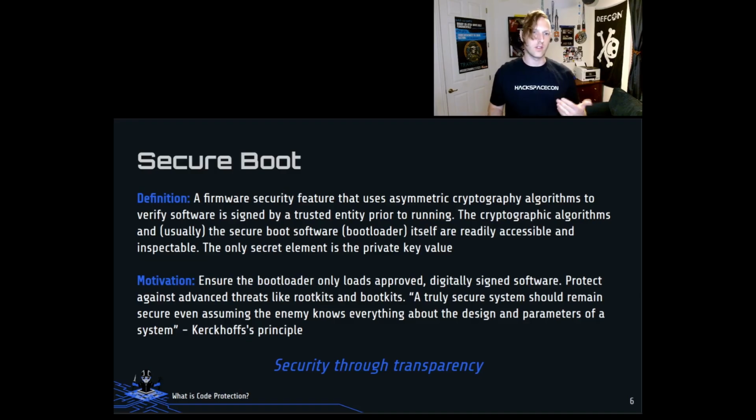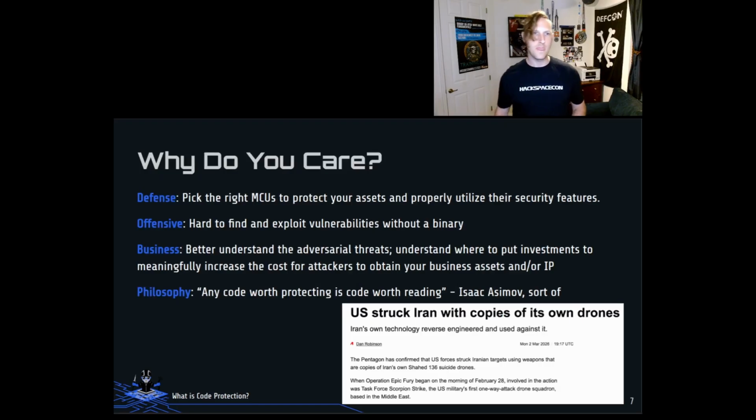And this fits into Kerckhoffs's principle that a truly secure system should remain secure even if everyone knows everything about it other than the secret key. And so this provides security through transparency.